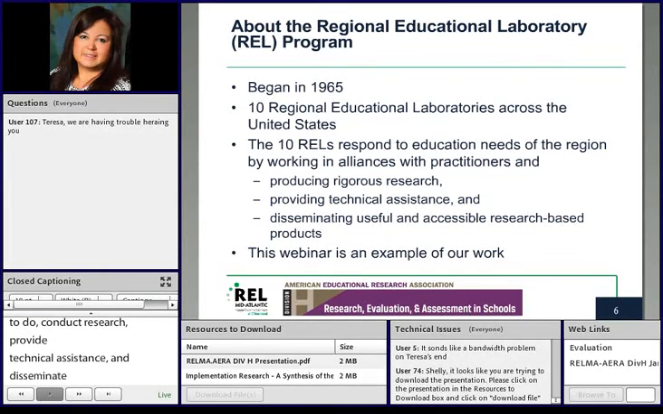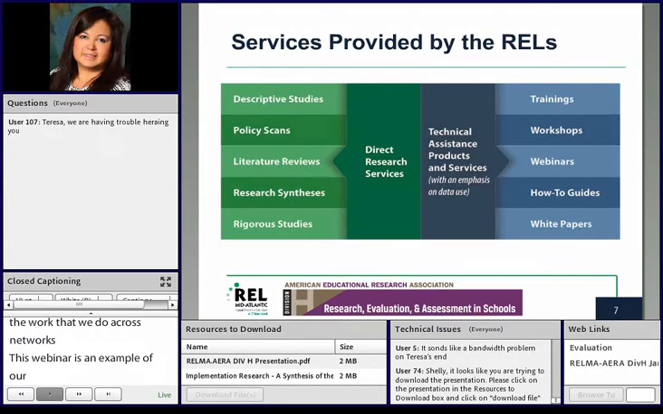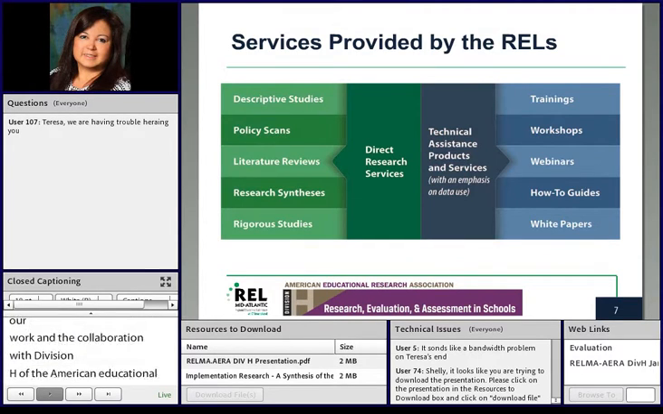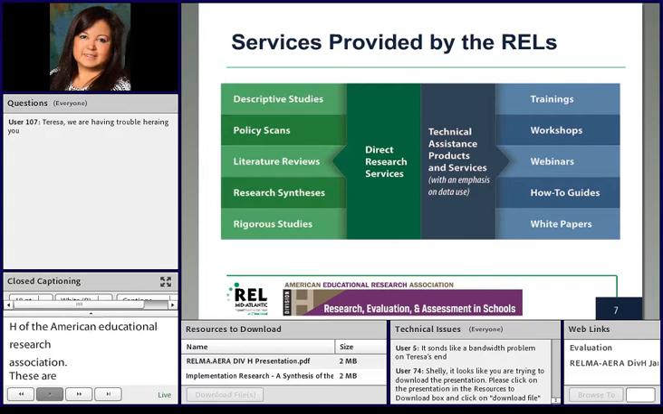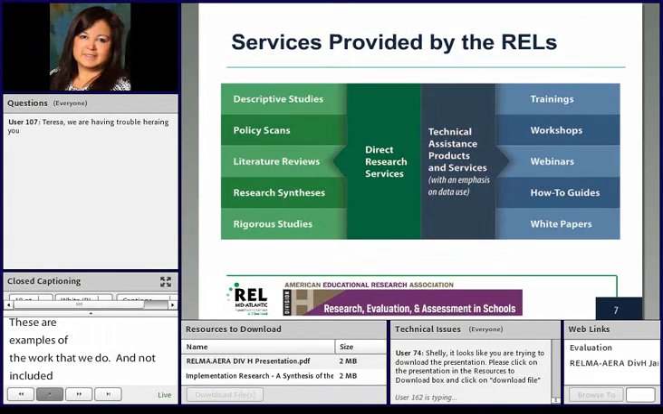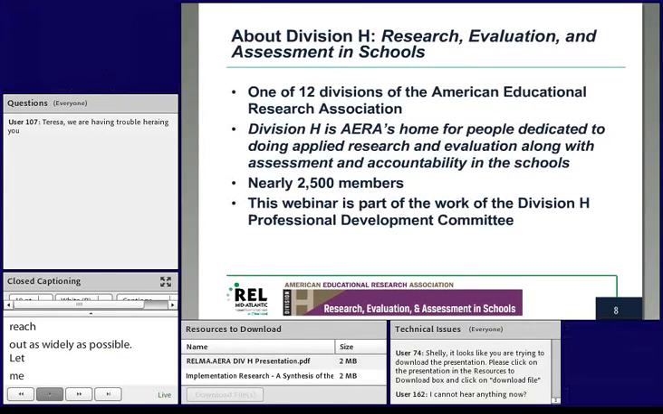So this webinar is an example of our work and is a collaboration with Division H of the American Educational Research Association. These are some examples of the work that we do. Not included in this graphic, part of our mission is to work with other research organizations just like Division H to disseminate, to conduct our work, and to reach out as widely as possible. So let me turn this over to Rolf Blank, and he'll say a few words about Division H. Rolf?